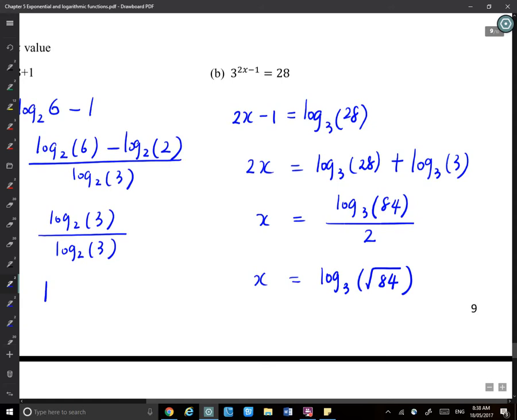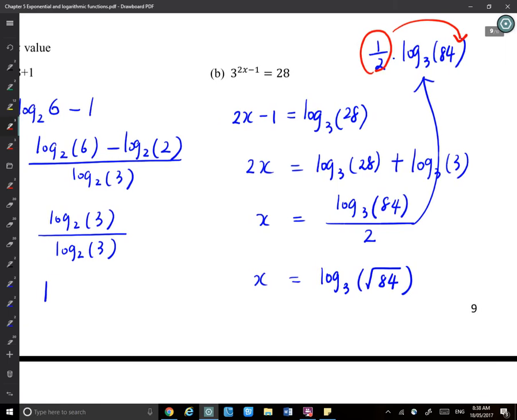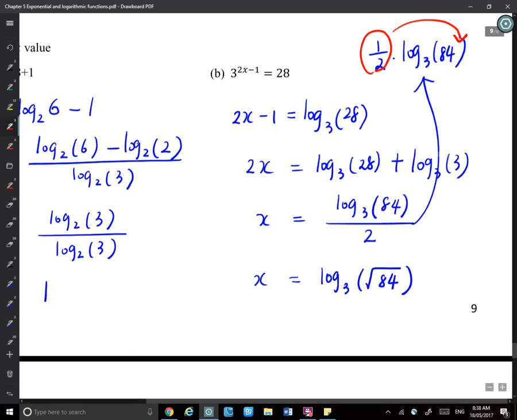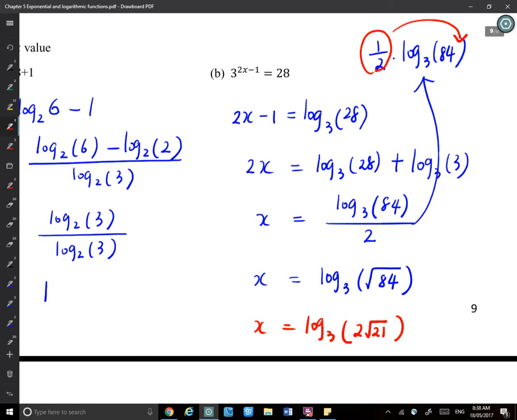Okay, square root of that number. So this can be written as a half times log base 3 of 84, and I can put this half back onto the power, which is square root of 84. Well, 84 is 4 times 21, so 2 root 21.